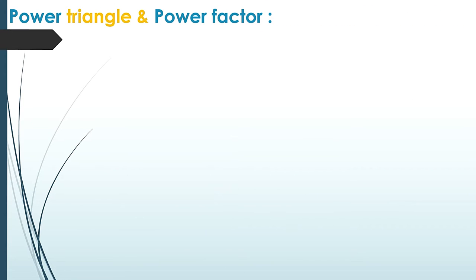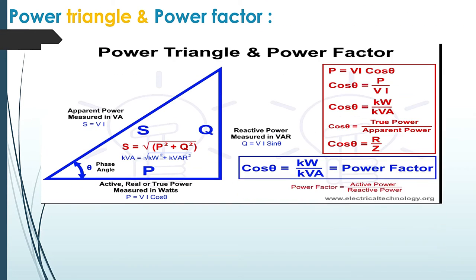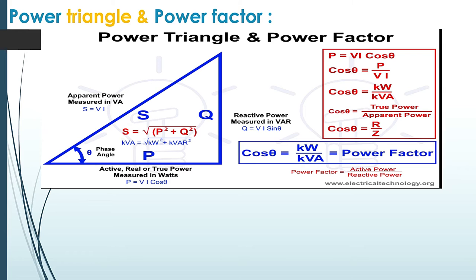We'll go for the power triangle and power factor. How the power triangle is derived, you can see this one. P is equal to VA cos theta. That is the real, active or true power. It is measured in watts.